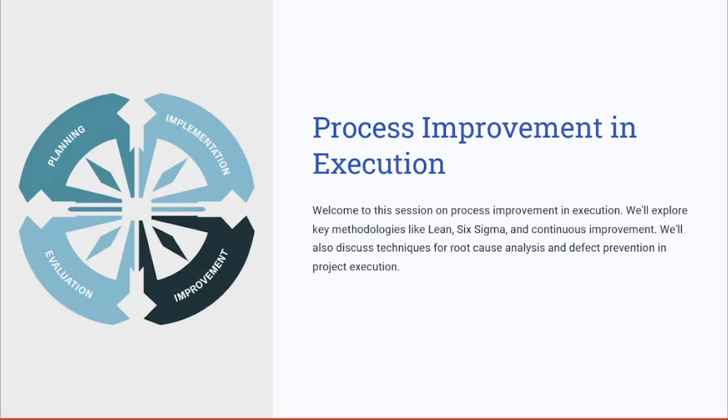As we say, effective project management isn't about just delivering outputs, it's about delivering them efficiently, reducing waste, and continuously improving. In this video, we'll discuss the major process improvement methodologies like Lean, Six Sigma, and continuous improvement techniques. We'll also see some of these techniques, including root cause analysis, and strategies to prevent defects and inefficiencies in the project execution.